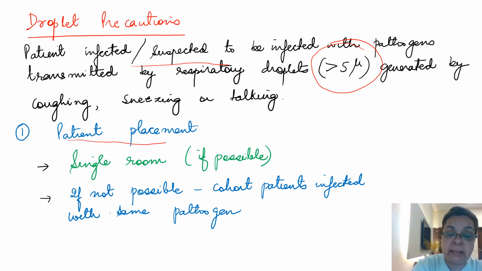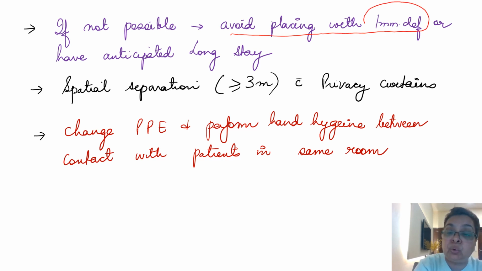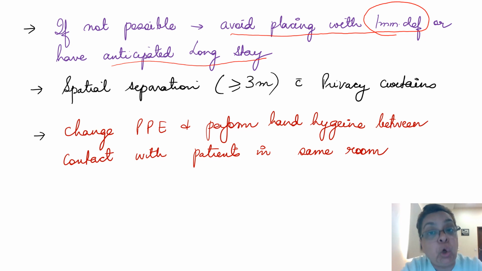First of all, let's see their patient placement. Again, we're going to put them in a single room, preferably. If it is not possible to put them in a single room, then again, we're going to do the same, cohort the patients infected with the same pathogen. If cohorting is also not possible, then you can place them with other patients, but avoid placing them with immunodeficient patients or patients who have an anticipated long stay.